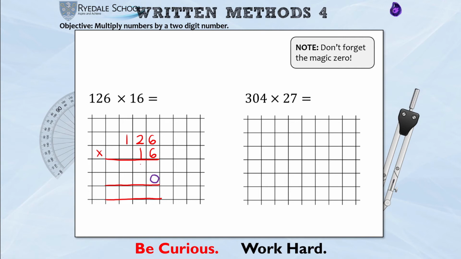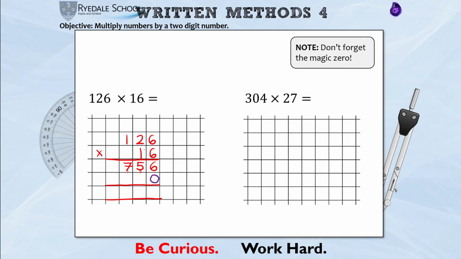So we are doing 126 times 6 first. So I'll start with the units column. 6 times 6 is 36. 2 times 6 is 12. Add 3 more is 15. And 1 times 6 is 6. Add the 1 is 7.